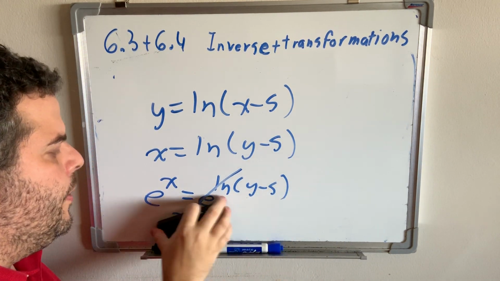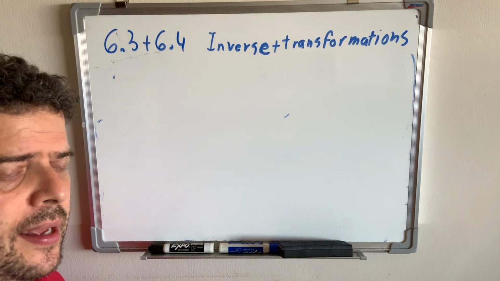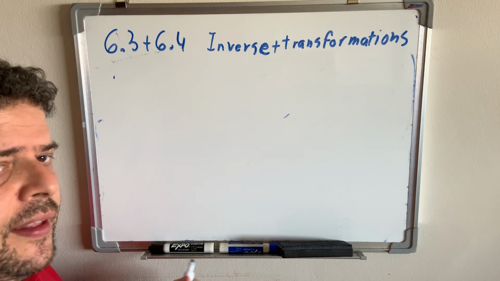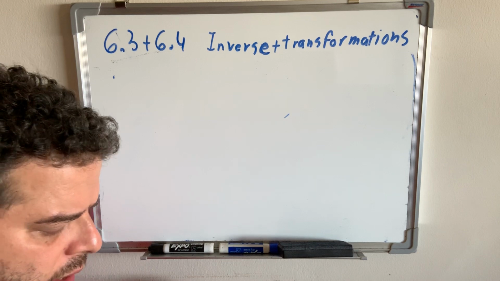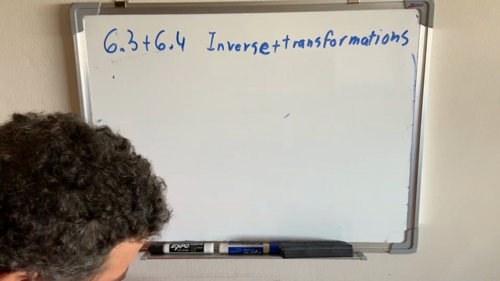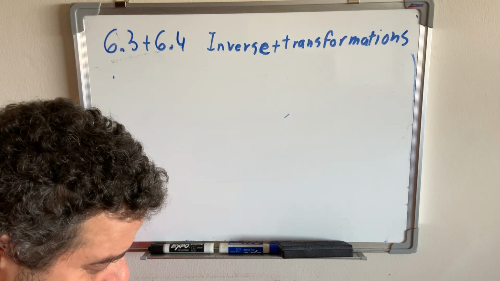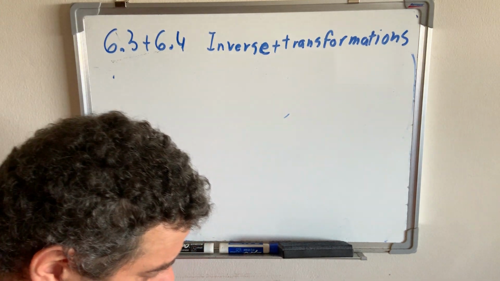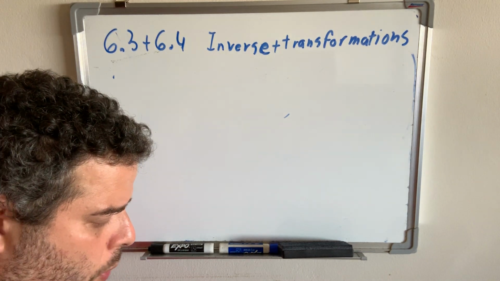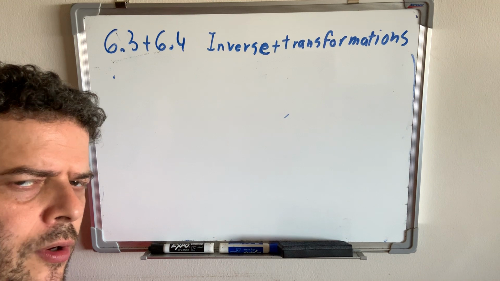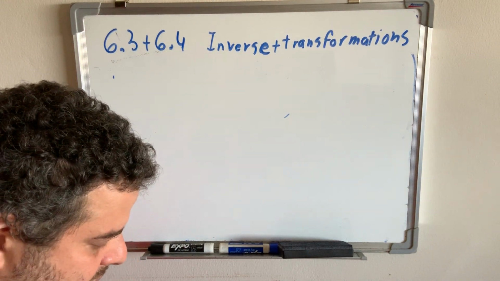Now let's go over, and that's it for 6.3. To find the inverse, flip the letters and then just isolate. Now let's go over 6.4, then we're going to finish with homework. If you look at page 318, they give you the rules for the exponent transformations. And if you look at 320, they give you the rules for the logarithm transformations. And again, it's the exact same thing.